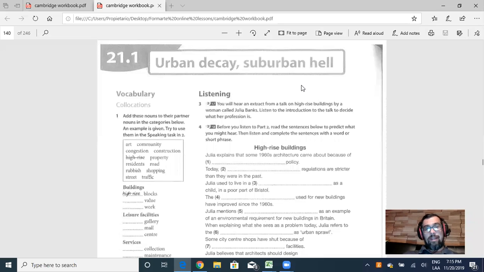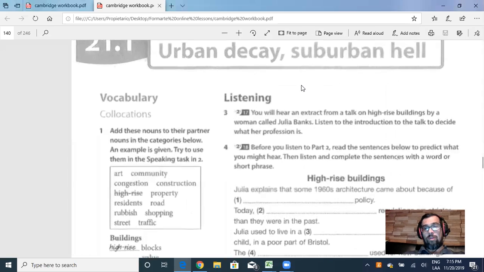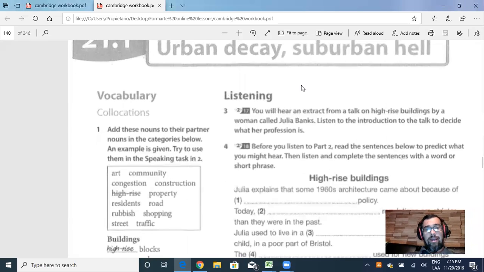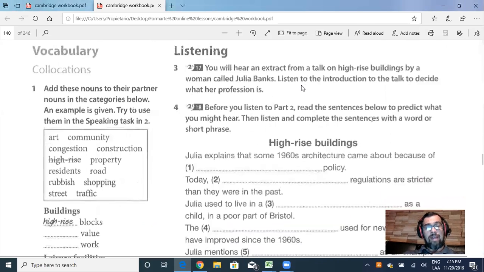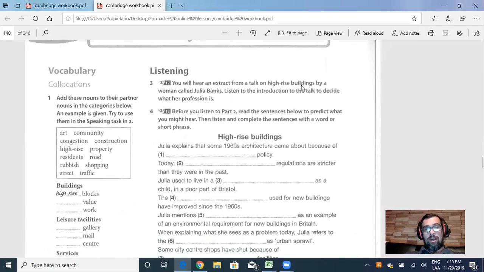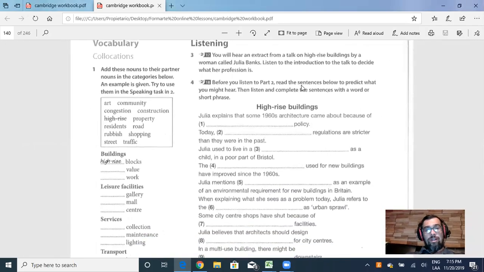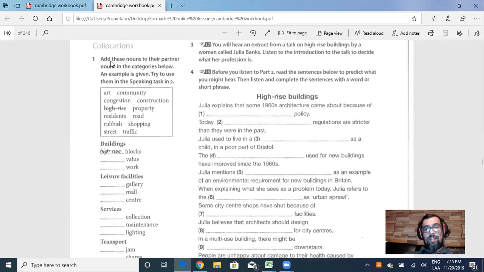We're going to start with our lesson 21, which is urban decay, suburban health. And we're going to start with some vocabulary regarding some collocations. So let's read the instruction here. It says, add these nouns to their partner nouns in the categories below. An example is given. Try to use them in the speaking task.